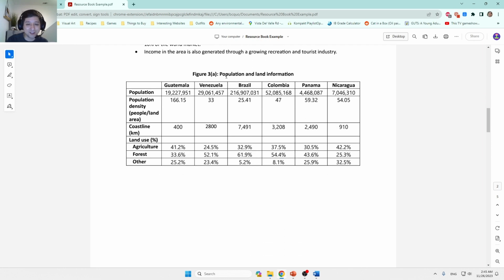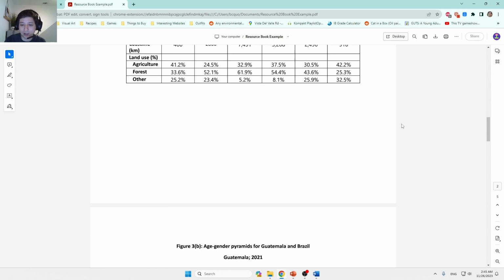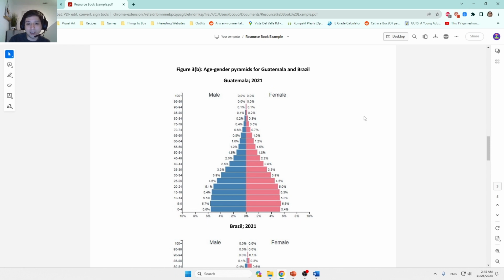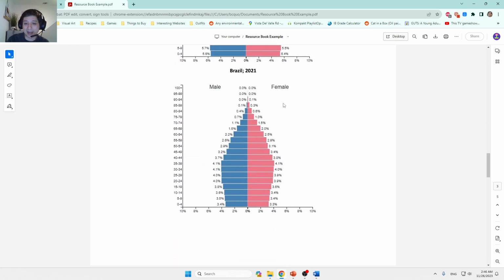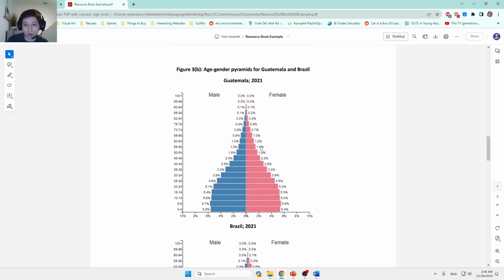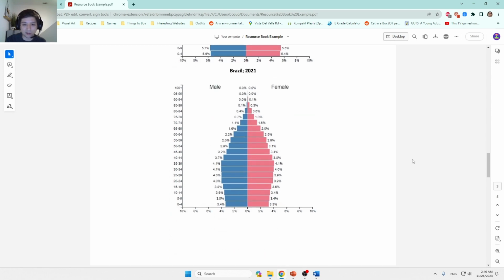Figure 3A is population and land information. It's the population of 6 different countries in this area, along with population density, coastline, etc. Figure 3B is these population pyramids. You've never learned about them yet. But when we get to Unit 8, these will be a large part of that unit. And they may ask questions about these graphs and why they're different. Some of the reasons why.